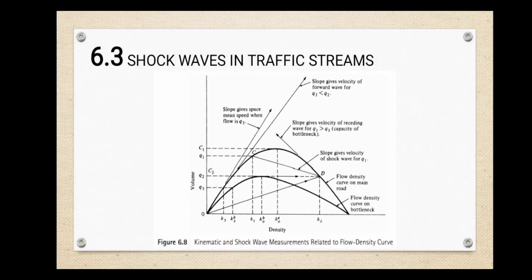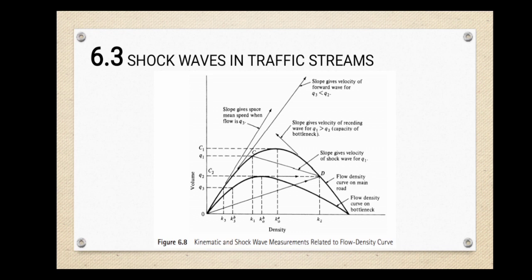Shock waves in traffic streams. The fundamental diagram of traffic flow for two adjacent sections of a highway with different capacities or maximum flows. This figure describes the phenomenon of backups and queuing on a highway due to a sudden reduction of the capacity of the highway, known as a bottleneck condition.